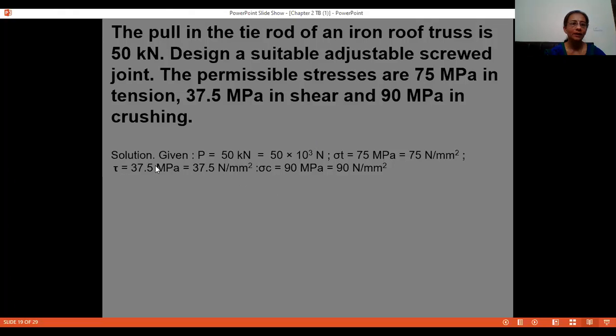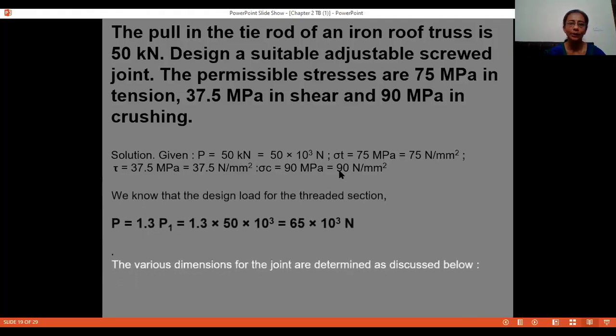First of all, we'll write down the given data. 50 kilonewton, that means 50 into 10 raised to 3 Newton. Tensile stress is 75 megapascal, tau is 37.5 Newton per mm square and crushing stress is 90 Newton per mm square.